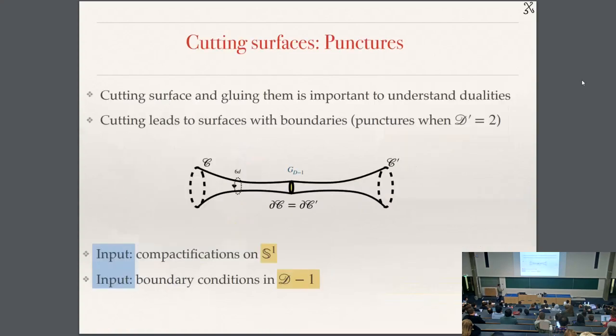So geometrically, you can think of cutting a surface. Say you compactify on a 2-dimensional Riemann surface. So you look at a tube, and the tube can be thought of as a circle compactification of your d-dimensional theory, and then you cut it, and the cutting means that you introduce a boundary or a type of puncture. So you need to understand boundary conditions in the circle compactifications of your d-dimensional theory.